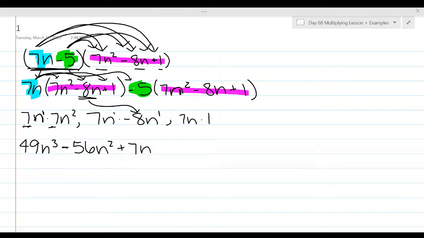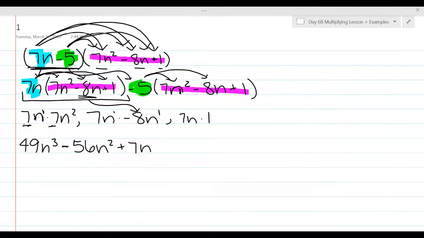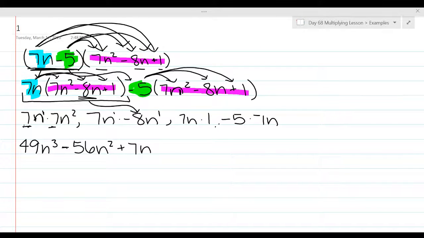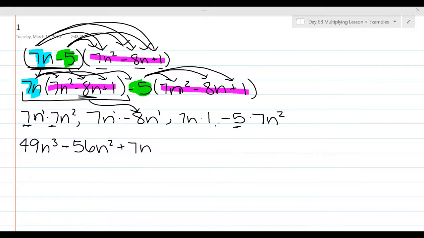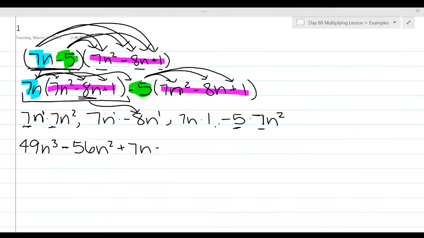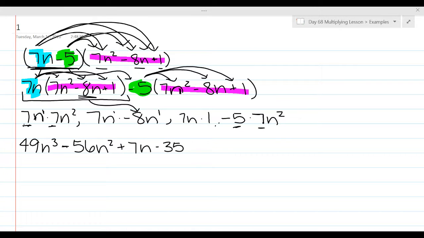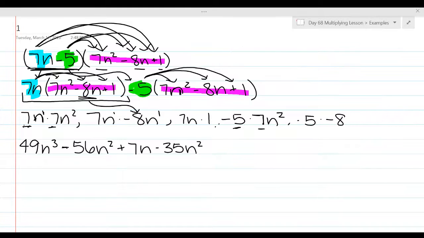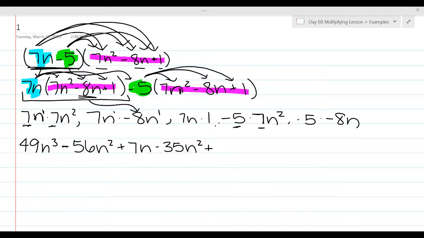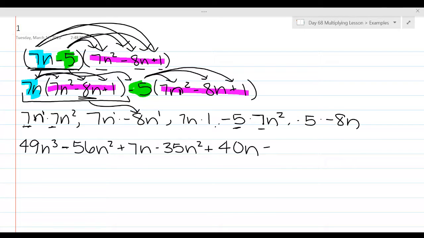So now we've finished this first part. We're going to go on to the second one. So we got to distribute our negative 5 to all three terms, just like we just did. So our first one, we have negative 5 times 7n squared. So again, multiply your coefficients. So we got a negative 35. There's no n's on the first one, so the n squared just moves along with it. Then we have negative 5 times negative 8n, which is going to give us a positive 40n. And lastly, negative 5 times 1, which is just a negative 5.